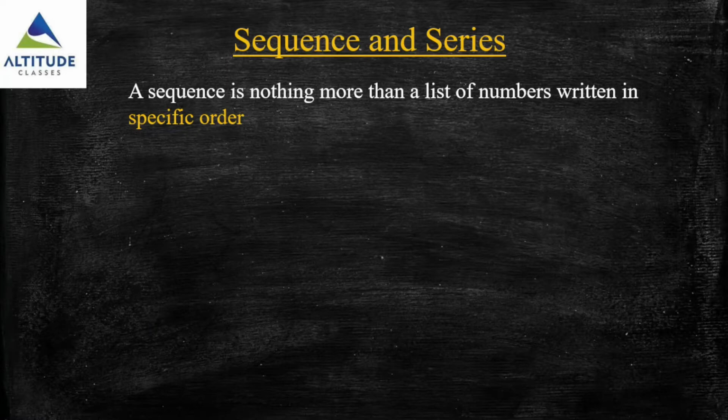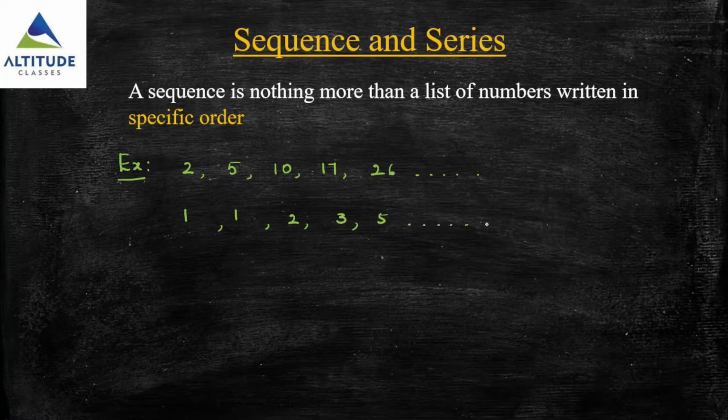A sequence is nothing but writing numbers in some specific order. Example, 2, 5, 10, 17, 26, and so on. This is one example of a sequence. Just write the numbers in some specific order. One more, 1, 1, 2, 3, 5. This is one more example of a sequence.